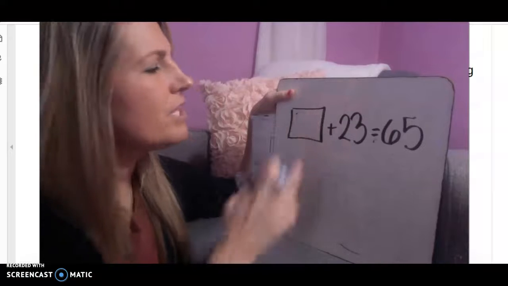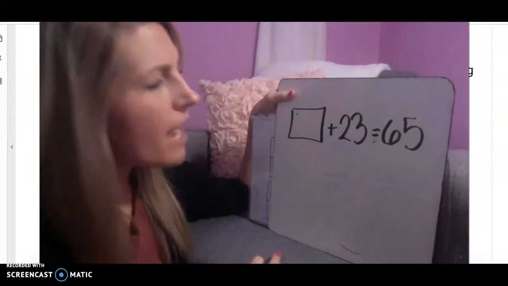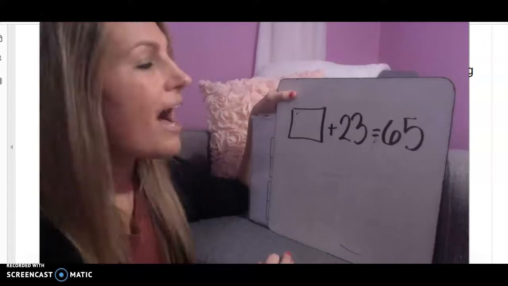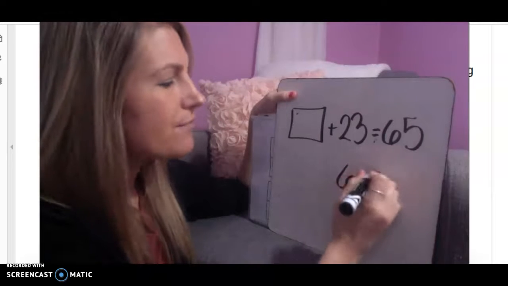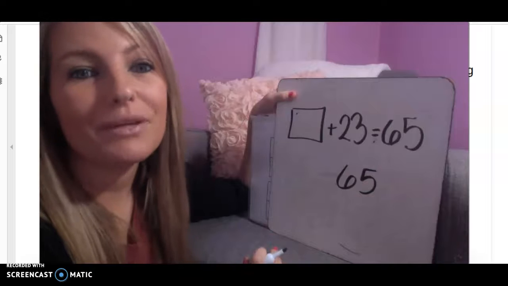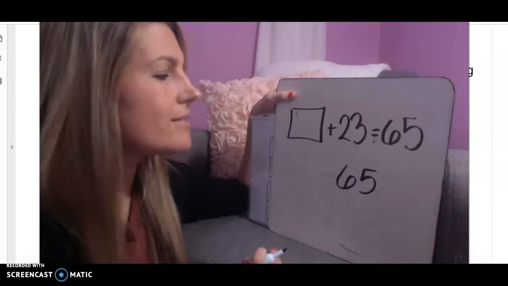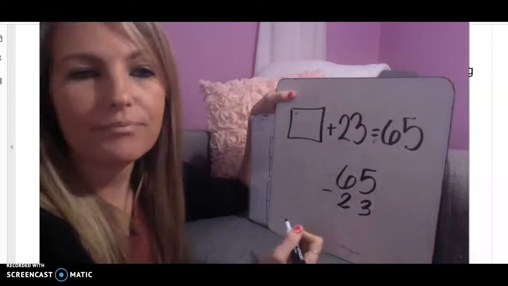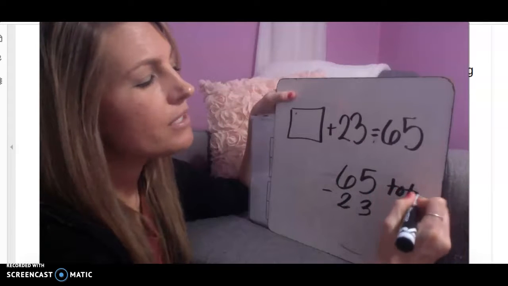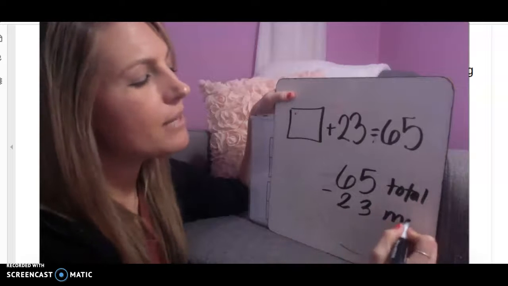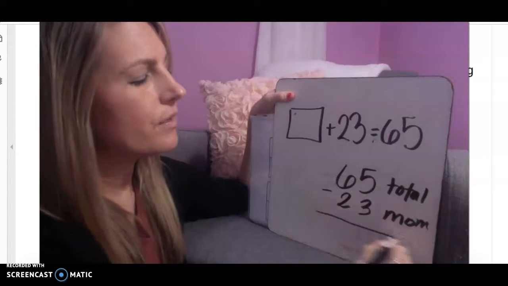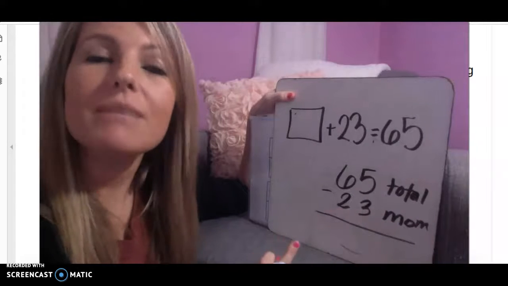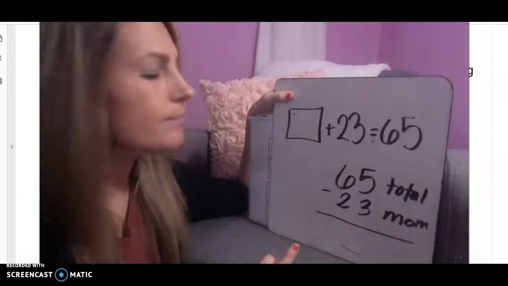All right, we need to figure out how many she started with. For this problem, instead of using the count up strategy, I'm going to use another strategy. I'm going to take the 65. That's how many buttons she ended up with. Remember, at the end, she ended up with 65 buttons. And I'm going to subtract the 23 that her mom gave her. This is how many total buttons she has. This is how many buttons her mom gave her. When we take away the buttons that her mom gave her, we'll be able to see how many buttons she had by herself at the beginning.